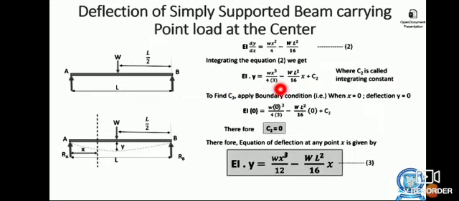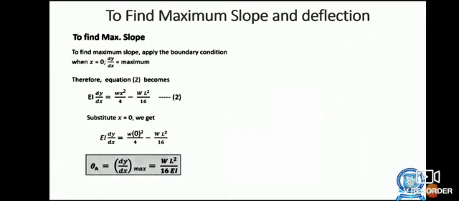To find C2, apply the boundary condition when x equal to 0, deflection y is equal to 0. Applying that boundary condition in this equation, we get EI into 0 is equal to W into 0 cube divided by 4 into 3 minus WL square divided by 16 into 0 plus C2. So C2 is equal to 0. Therefore, the deflection at any point x is given by EI y is equal to Wx cube divided by 12 minus WL square divided by 16 x, that is equation number 3.